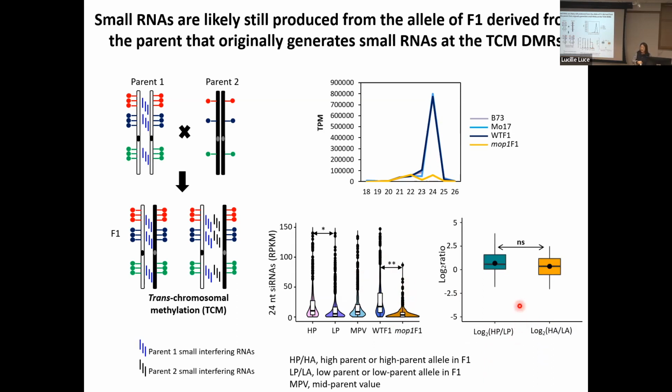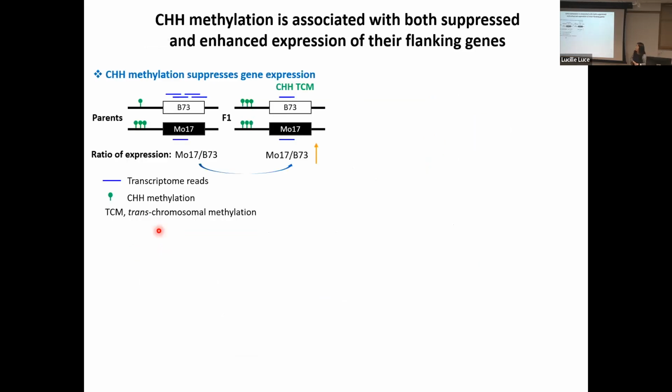We also checked the ratios between the high parent and low parent, and between the high allele and the low allele. We also did not observe a significant difference. So all of our data suggests that small RNAs are still likely produced from the original allele and then trigger methylation in trans. So we think our data supports this hypothesis. Next, we have this gain of methylation.